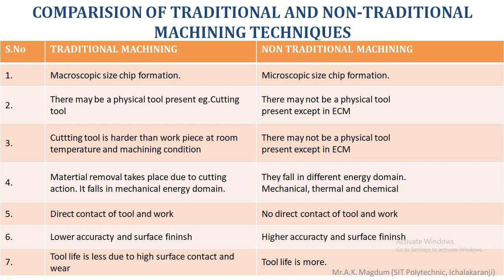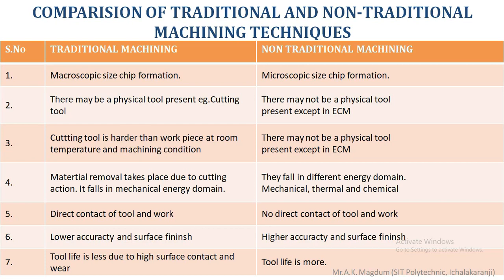The first one is microscopic size chip formation. That is in traditional machining, and in non-traditional machining microscopic size chip formation is the same. There is no difference in the chip formation. The second thing is very important. There may be a physical tool present, for example a single point cutting tool or a multi-point cutting tool. There is physical contact with the workpiece surface, and only then is material removed from the workpiece surface in traditional machining.